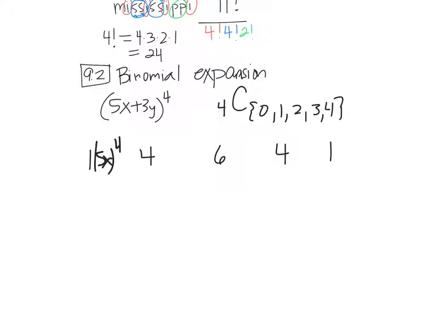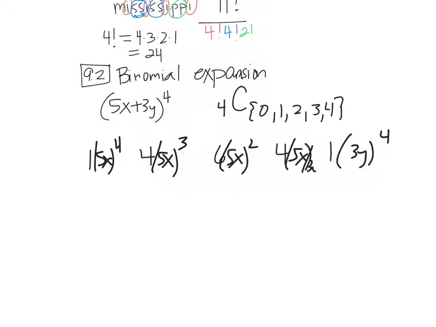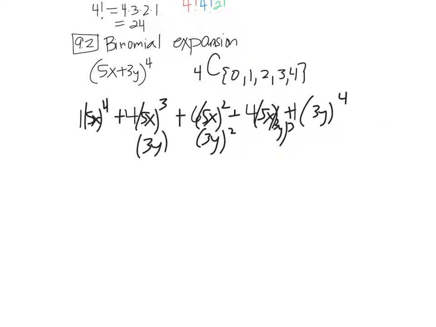Then the 5x will be to the 4th power, and then 5x is cubed, and 5x is squared, and 5x. And then 3y to the 4th, and 3y to the 3rd, and there's pluses in the middle of all these. And this is 3y squared, and then this is 3y, and there's no 3y there. Sorry, this is so messy. I ran out of room.